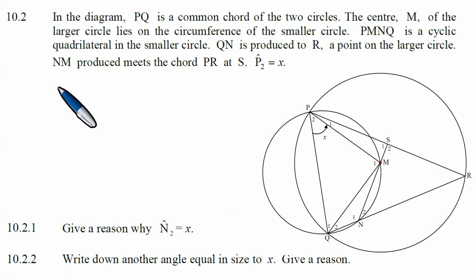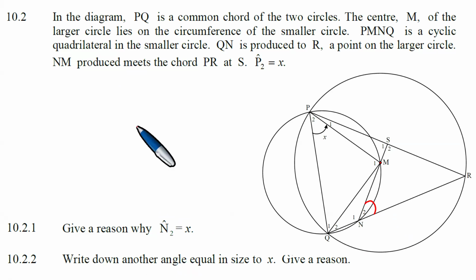We continue to analyze and read through the question very carefully. NM produced meets the chord PR at S. The point S is clearly there. Give a reason why the angle N2 equals X. We know that the angle P2 is X. We are interested in giving a reason why the angle N2 is equal to X. The examiner says it is clear that it is equal to X, but give a reason why.